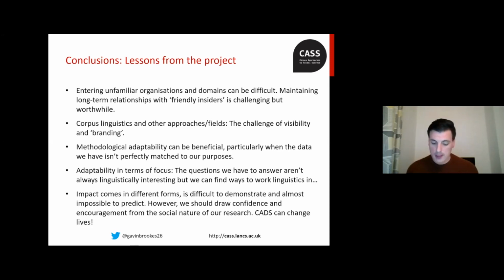Doing all of these things well improves our chances, I think, but impact comes in different forms. It's difficult to demonstrate, and it's even harder to predict. Impact is often non-linear, and it can even be accidental. We might carry out research because we're interested in a topic, and then that research is picked up by an individual or an organization, and it changes their views or practices in some way. On the one hand, this unpredictability can be quite frustrating, but on the other hand, I think it could also give us some cause for optimism.